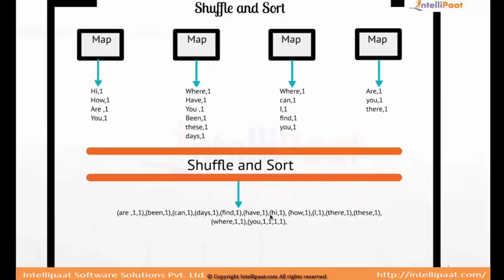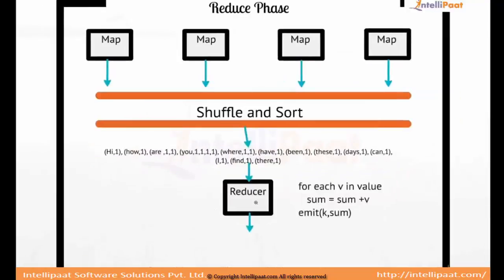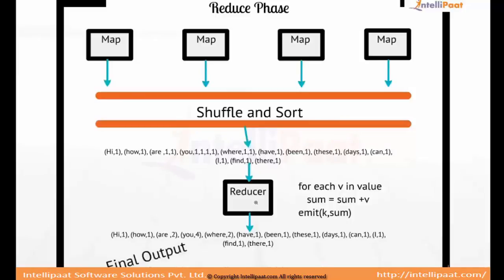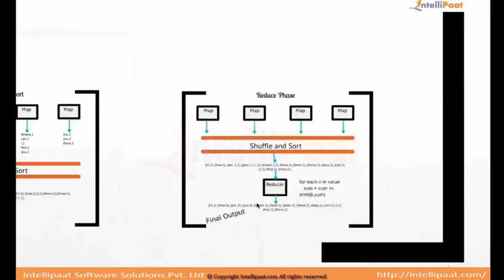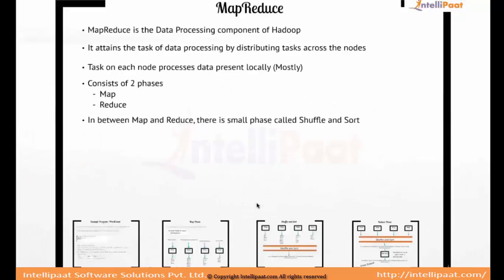And then you give it to the reducer. In the reducer, what you get is hi, 1, how, 1, r, 2, u, 4, where, 2, have, 1, been, 1, these, 1. You get your final aggregation, and that's your final output. So that is how map and reduce works.